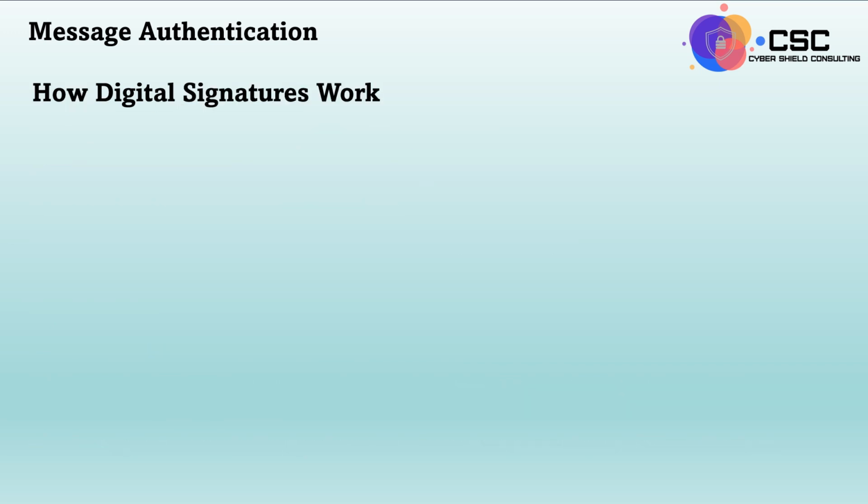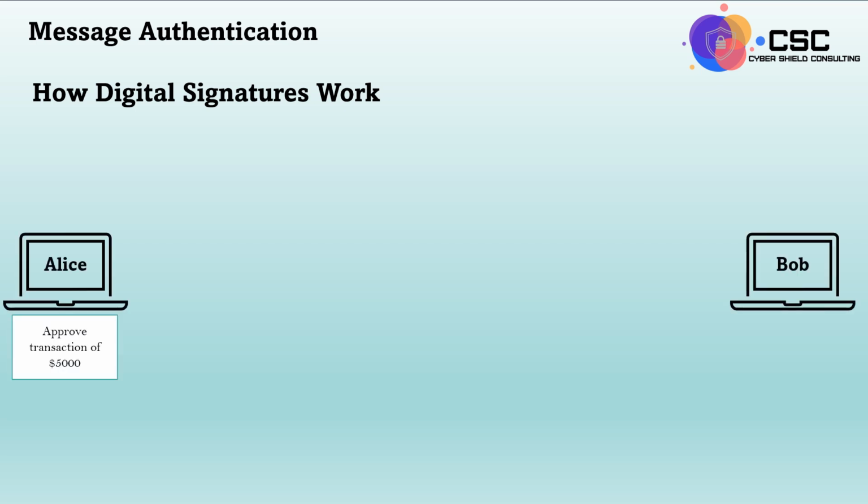In my previous cryptographic algorithms video, I illustrated how digital signatures work. In this video, we'll go deeper and illustrate the process again, breaking it down step by step to understand its role in message authentication, integrity, and non-repudiation. Let's say Alice wants to send Bob an important message. Since this is a financial transaction, Bob needs to be certain it came from Alice and that it wasn't altered before reaching him.